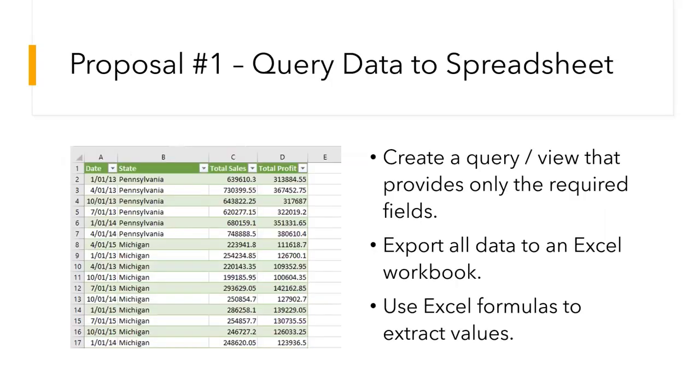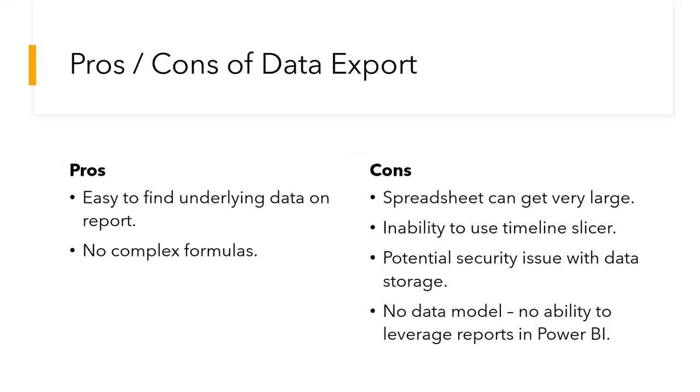So the first one is to do that data query, and we are just going to create that view that provides only the data we need. We're exporting all the data that we need into an Excel workbook and just use those Excel formulas. So why do we want to do this? Well, it's easy to find our underlying data on the report. It's available on a tab. Once again, we have the SUMIF, VLOOKUP, simple formulas, and it does provide that advantage over our existing manual process in the sense that it is refreshable data.